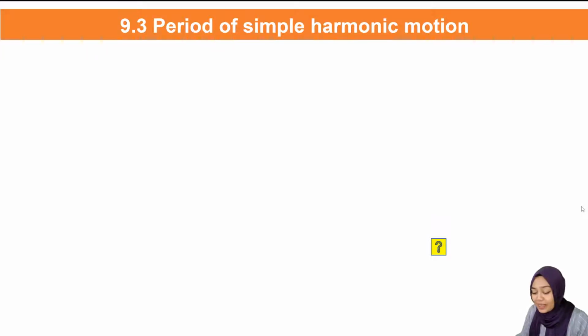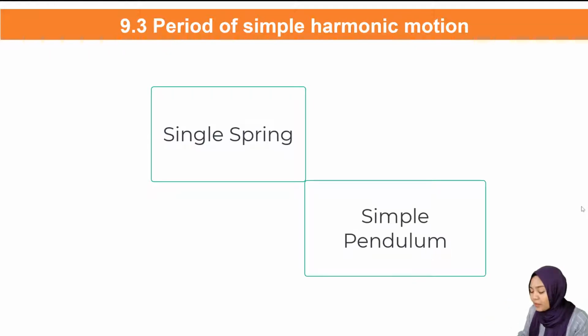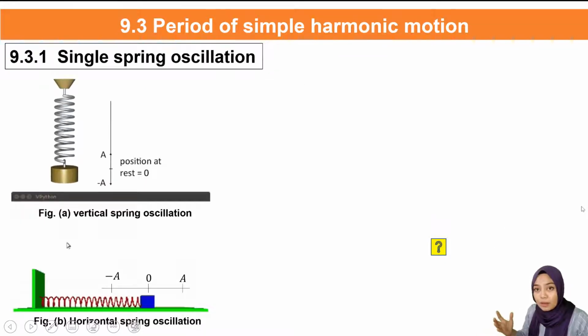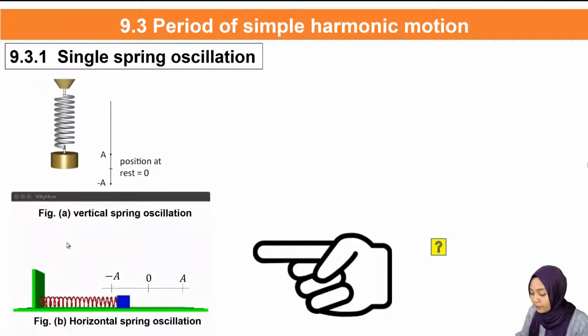Hi, so in this video, we are going to focus on the period of simple harmonic motion for two systems. The first one is a single spring and the second one is the simple pendulum. So let's go to the first one, which is a single spring. We have two types of single spring: a vertical spring like this, and we also have a horizontal spring.